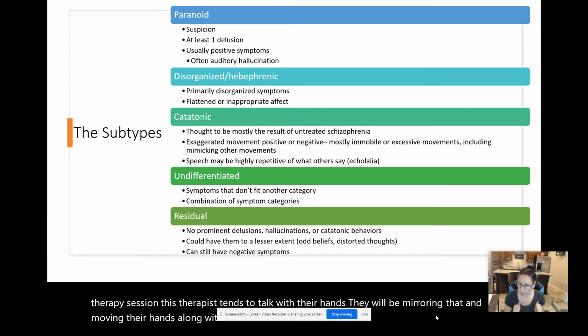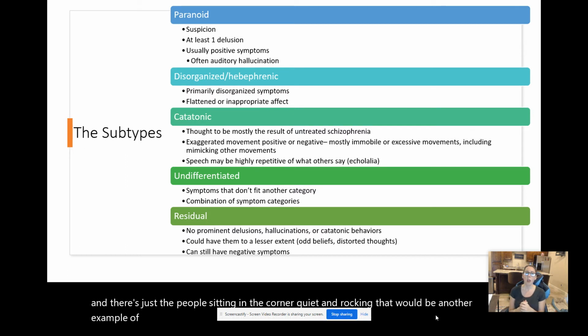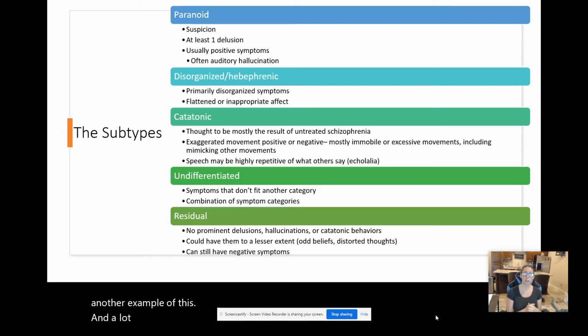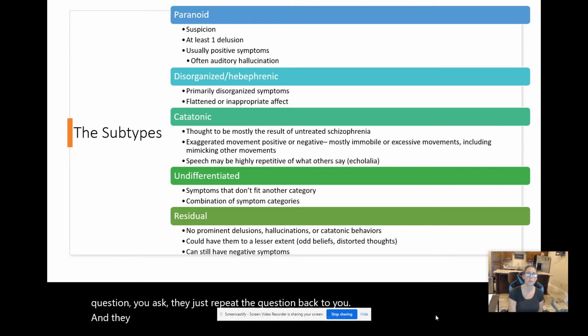The repeated rocking, right? That stereotype, if you've ever seen movies that picture people in an inpatient institution and there's just the people sitting in the corner quiet and rocking, that would be another example of this. And a lot of times this will also affect their speech. So they'll do something that we call echolalia, which means when they talk, their speech may be highly repetitive of what others around them are saying. So you say something to them, and instead of answering the question you ask, they just repeat the question back to you. And they keep repeating it over and over.